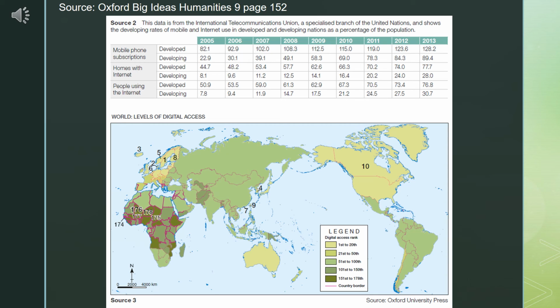Take a look at the world map below. This shows the levels of digital access, and how they got this information was they ranked all the countries in terms of their digital access, and the lighter countries are those that have really easy access to digital equipment, and those that are darker have very little. As you can see, Australia is very easily in the top 10.